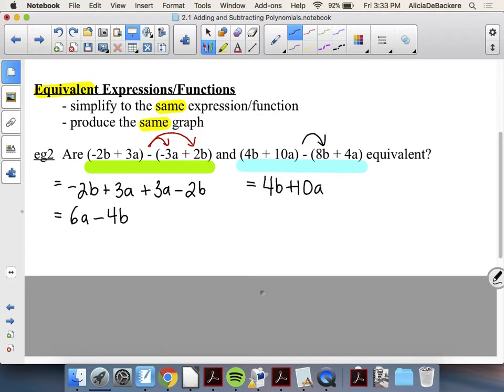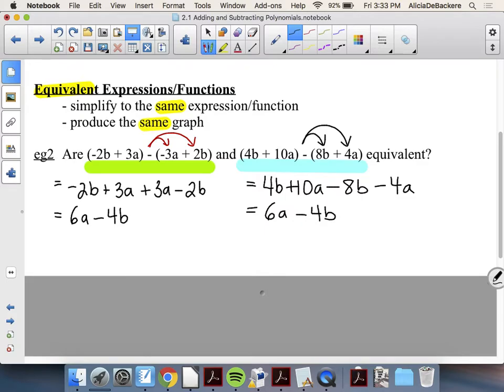And then I'm going to subtract everything in the second bracket. So I'm subtracting 8b and subtracting positive 4a. And then I'm going to collect the like terms. So I'm putting the a terms together first. I've got 10 a's, take away 4 a's, that's just 6a. And then I've got 4 b's, take away 8 b's, that's negative 4b.